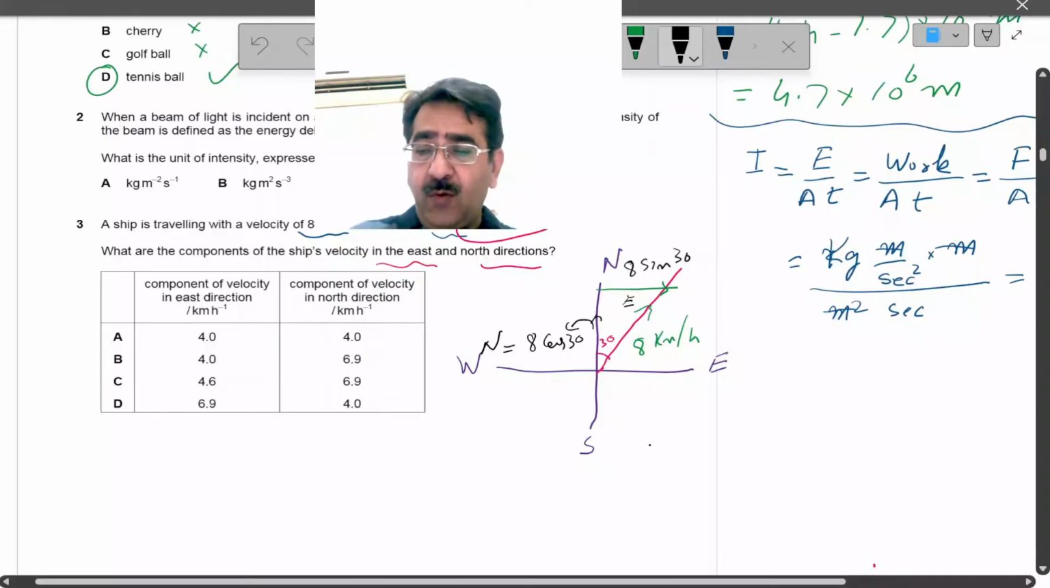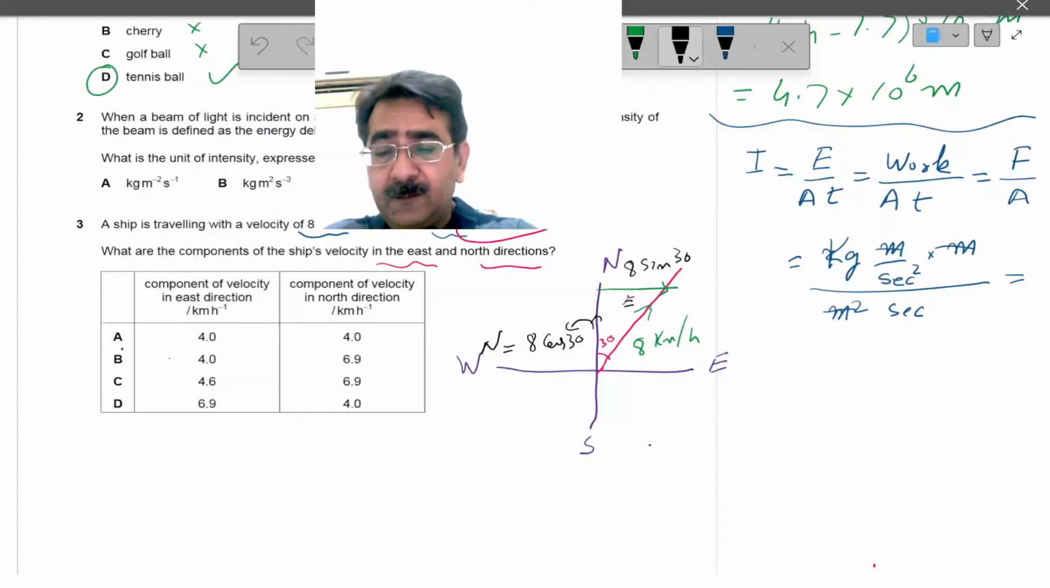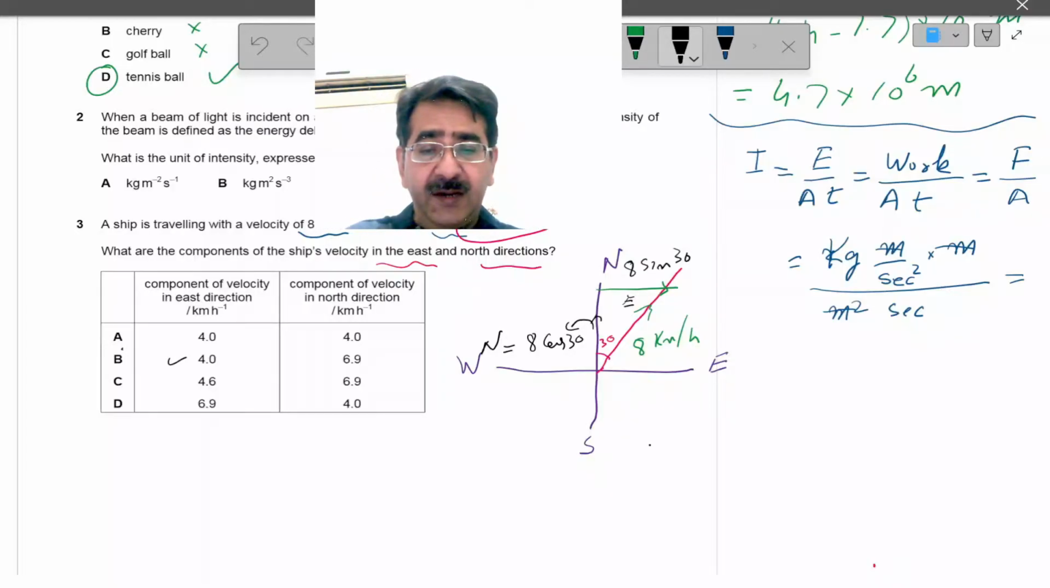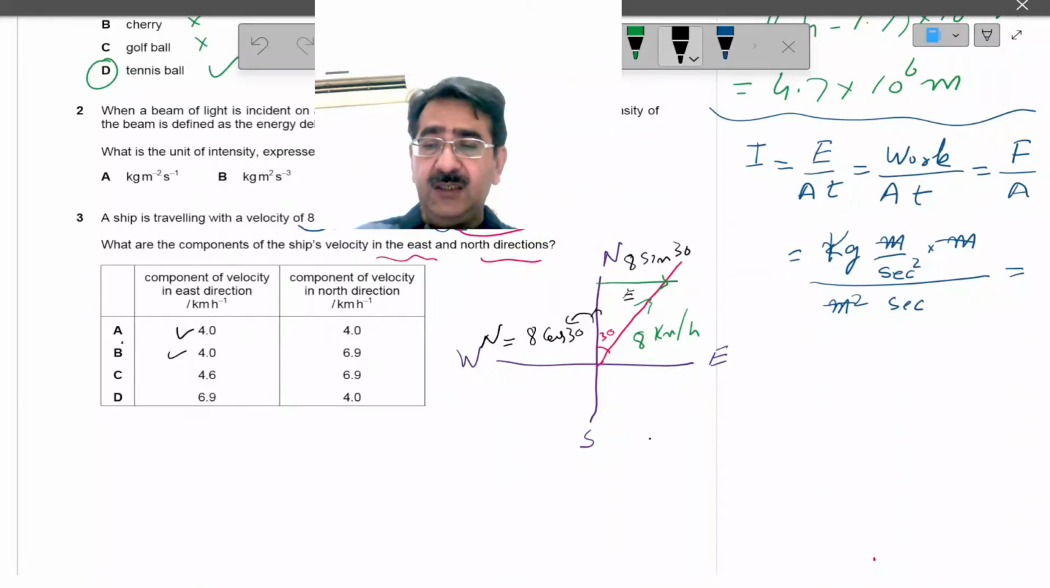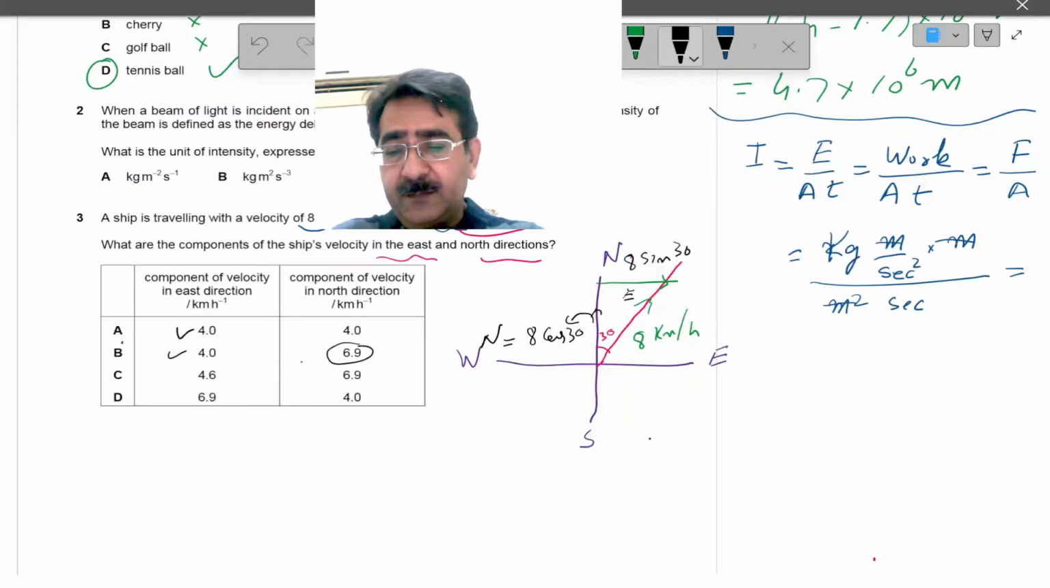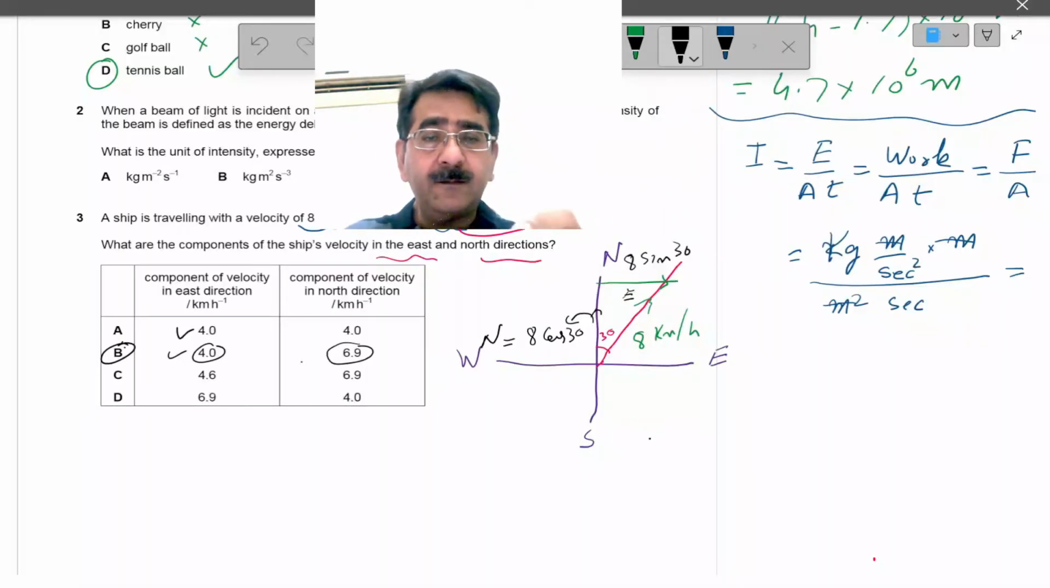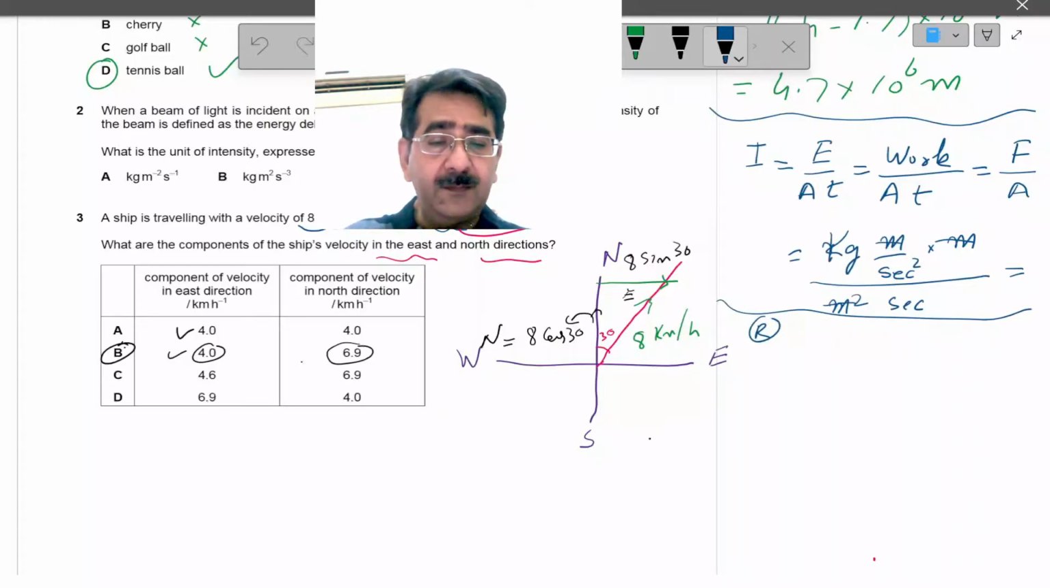8 sine 30, the component along the east, is equal to 4, and 8 cos 30 is 6.9. So the answer will be B.